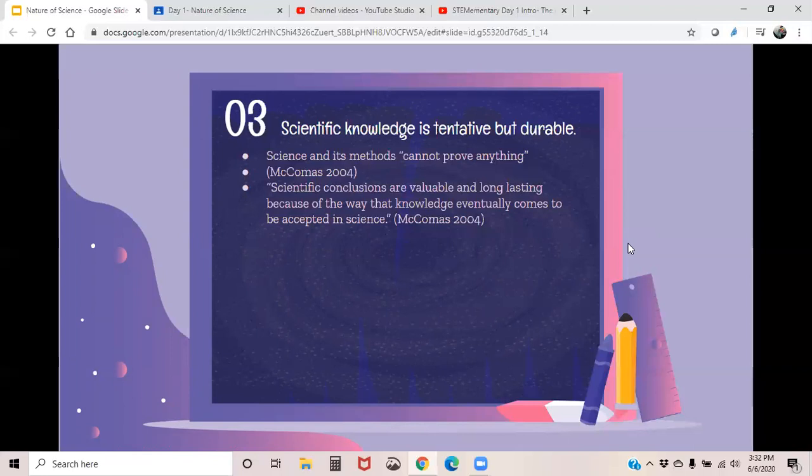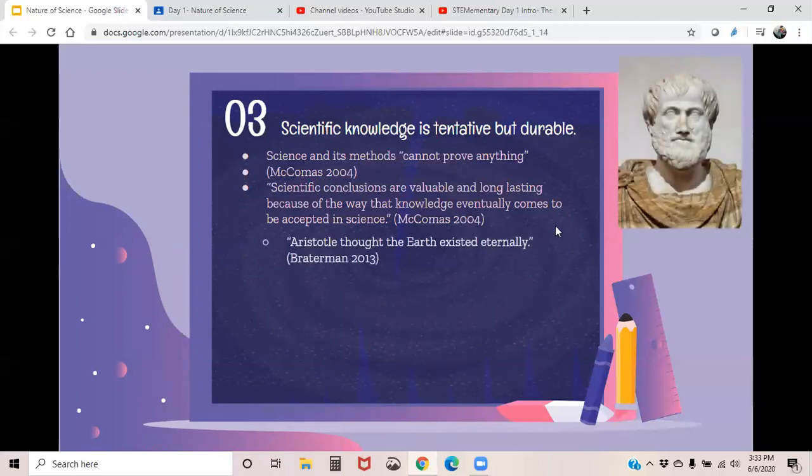It's really important here to keep in mind that science and the way that we go about collecting this information is a process to generate scientific knowledge. It's not out to actually prove anything. It's out to understand the processes that are happening around us. And there are some things that are happening that are beyond human capability to actually do an experiment on and test to prove anything. And so scientific conclusions are valuable and long-lasting because of the way that knowledge eventually comes to be accepted through that peer review process, through multiple iterations of maybe the scientific method, and all the different ways that you can do research on the content.